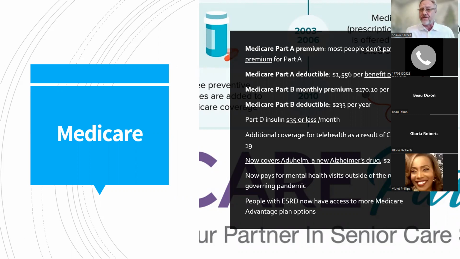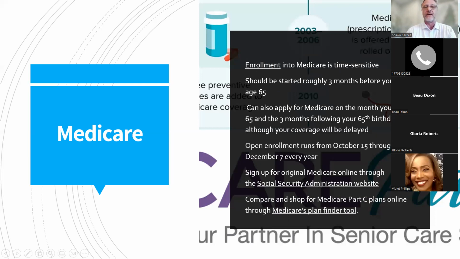Part D covers insulin at $35 or less. There's additional coverage related to COVID health, telehealth, and that has expanded mental health coverage. And it also covers a new Alzheimer's drug. It's called Aduhelm, I believe. And I don't know what the efficacy of it is, I just know that when Medicare agreed to cover it, it was $46,000. And they said, well, you've got to cut the price. And they did, to $28,200 per dose. And so, that's hopefully working for someone. And now people who have end-stage renal disease have even more coverage options under Medicare Advantage. So that's been added with time.